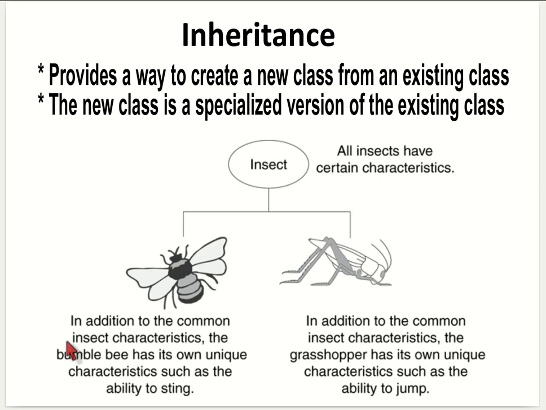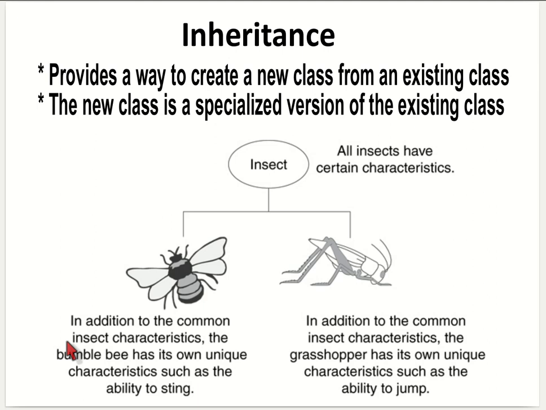This inheritance, as we already basically know, means a child inherits all the features from their parents. A child has a mother's eyes, father's nose, like that. In a program, inheritance provides a way to create a new class from an existing class, and this new class will be a specialized version of the existing class.